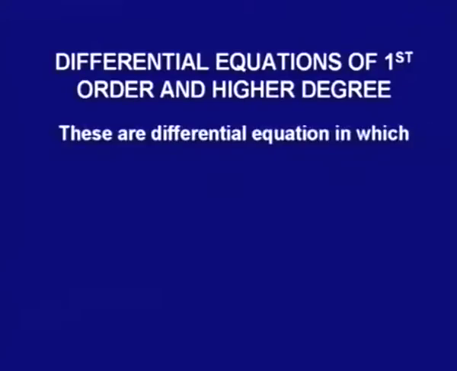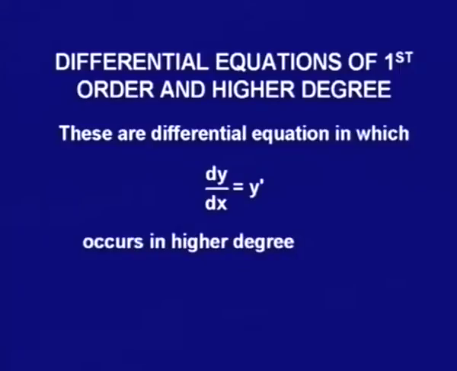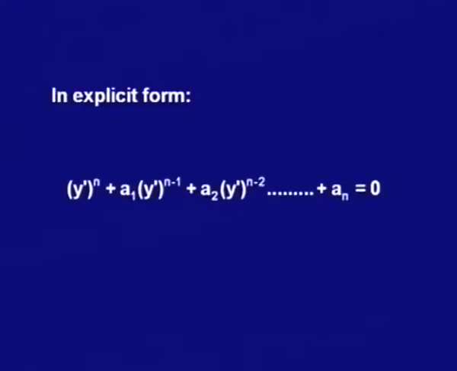degree? All those equations in which dy over dx, or which we call y dash, occurs in higher degrees. So, the general form of these equations would be f of x, y, y dash is equal to 0. This is called implicit form. In explicit form, the general form would be y dash to the power n plus a1 times y dash to the power n minus 1 plus a2 times y dash to the power n minus 2 plus and so on plus an is equal to 0.